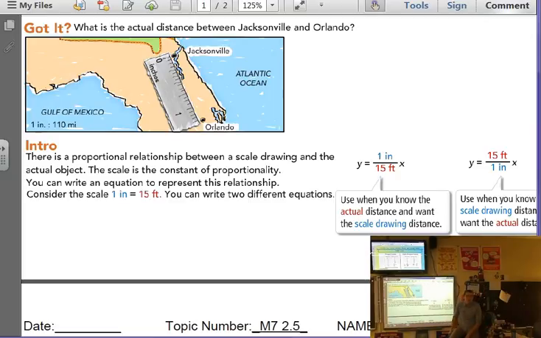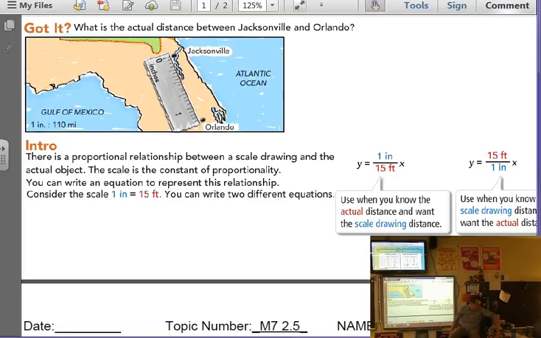Who can explain to me how I can solve the actual distance between Jacksonville and Orlando? And if anyone is sick at home and you missed it because the mic was off, we're going to finish 2.5, and then we're going to do all of 2.6 today. So we have a scale. Who can actually, forget it.